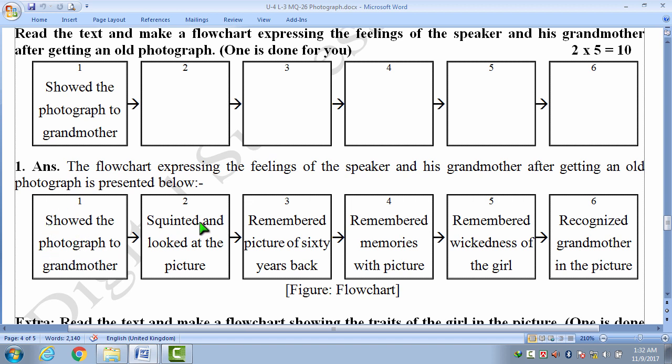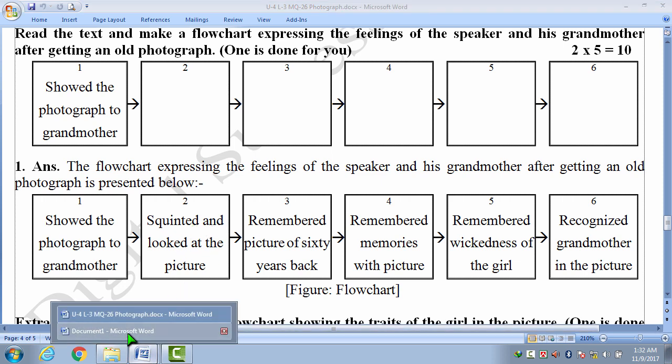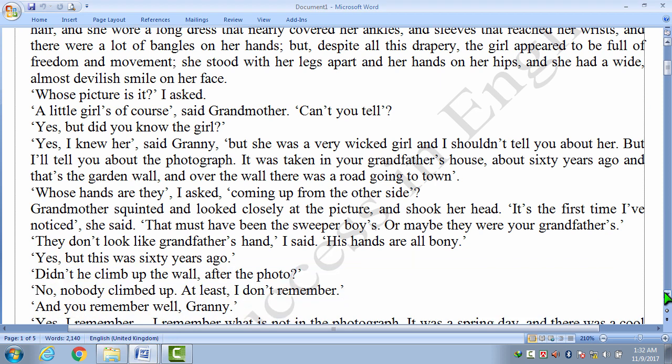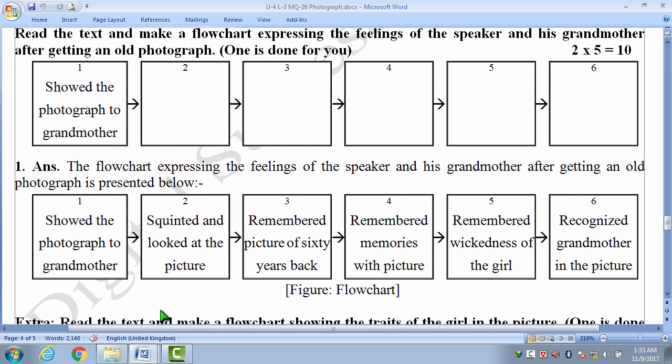So in the second box we have written squinted and looked at the picture. We are going to the passage. Grandmother squinted and looked closely at the picture. So আমরা সংক্ষেপে লিখেছি ভার্ব past form দিয়ে squinted and looked at the picture.